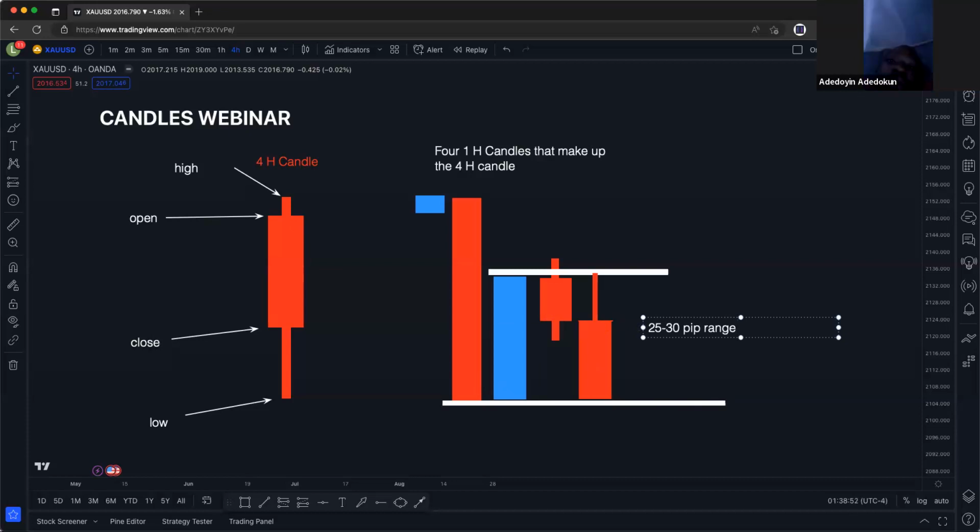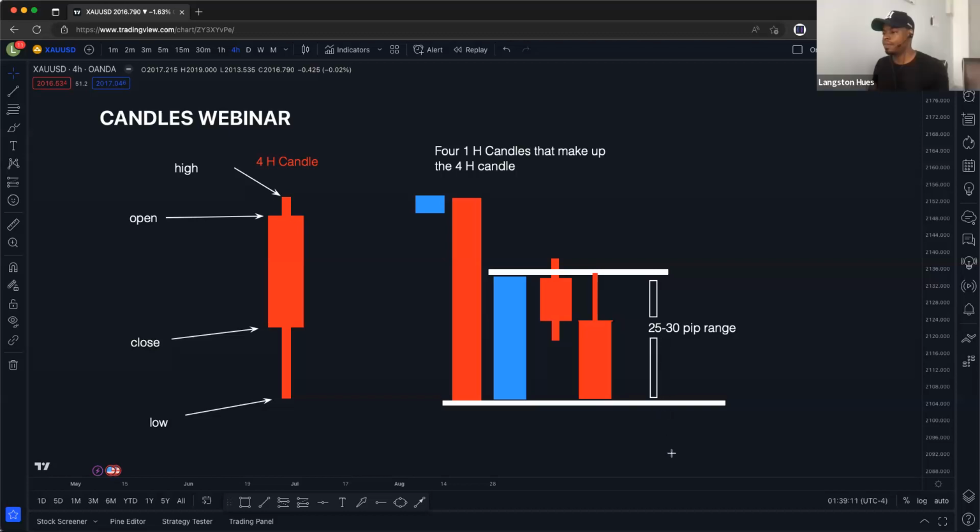So you start to be able to read price and understand what price is trying to do and what moves it's trying to make when we are able to truly read the candles, right? You got this 25 to 30 pip range right here. And that would have been a beautiful trade for us, right? So that's why it's very important that we understand how to read these candles as well as understand the anatomy.